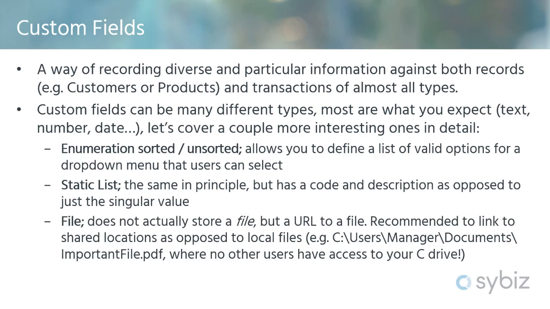File type. So the note here, though, is that it doesn't actually store a file, but a URL to a file. So a network drive or a shared location, like SharePoint or something like that, is probably going to be advised when using file type things. Otherwise, you're going to have someone who is trying to connect to their C drive, like C users, manager, documents, important file.pdf, and then someone else comes along and tries to click on the file and goes, sorry, can't find that file, because it looks at C users, manager, and obviously that's not going to exist on someone else's computer. So network drives are going to be important.